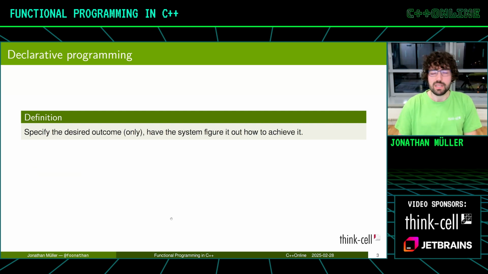This is in sharp contrast to declarative programming. In declarative programming, you only specify the outcome: what is it that you want to do? And then the system figures out how to achieve it. Haskell is a declarative programming language, more about it on the next slide, but also Prolog. Prolog is a declarative language where you essentially specify a bunch of facts, and then you can ask your system whether some other condition is true, and it will infer that from the facts.